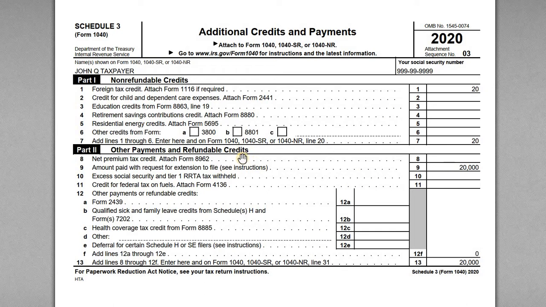For Part 2, other payments and refundable credits, the net premium tax credit, 8962. The net premium tax credit is attributed to your health care. So if you enrolled in one of those eligible plans pursuant to the ACA, and you received an advance credit, right?